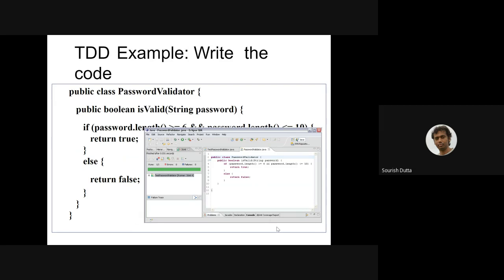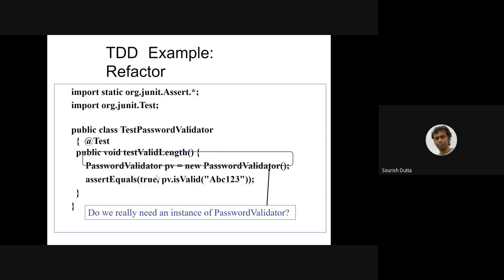Now, after you write this, you write the password length is greater than or equal to 6 and less than or equal to 10, then true, else false. Or you can write it in a single line, return password length is equal to this. That's also simple. Now, after that, your test case gets to pass. Okay. Now comes the refactor part.